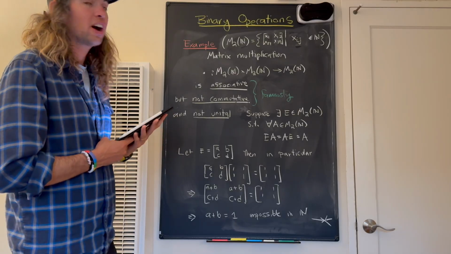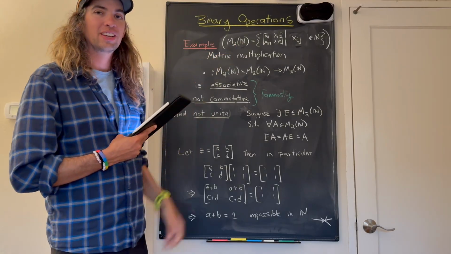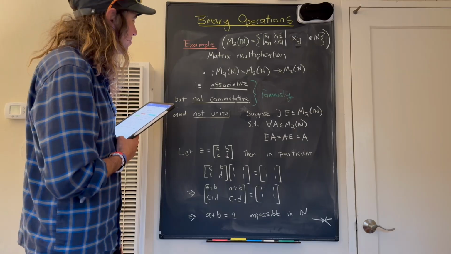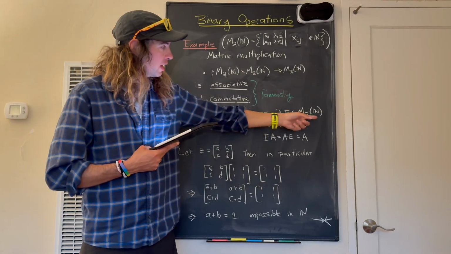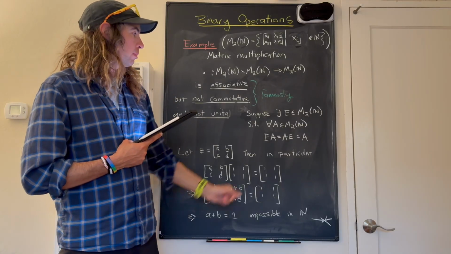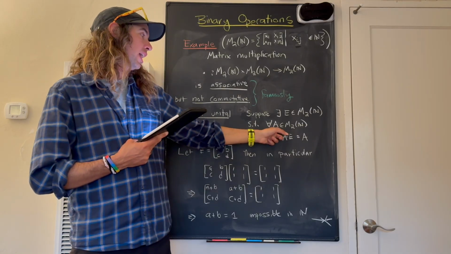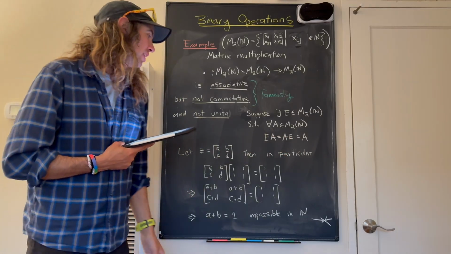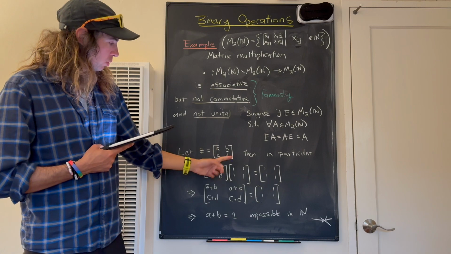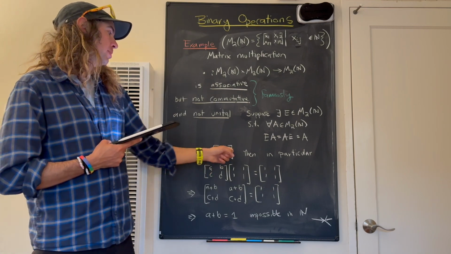Okay, let's see why it's not unital with the restricted entries here. So suppose there existed some matrix E so that for all other matrices A, we have E times A equals A times E equals A. Let's just say the entries of E are a, b, c, and d.